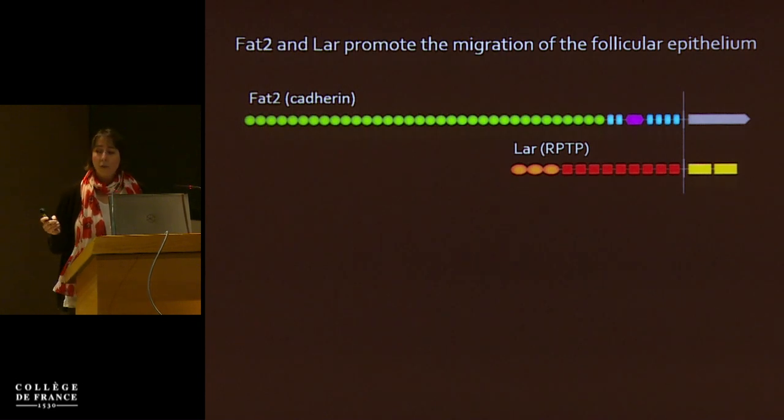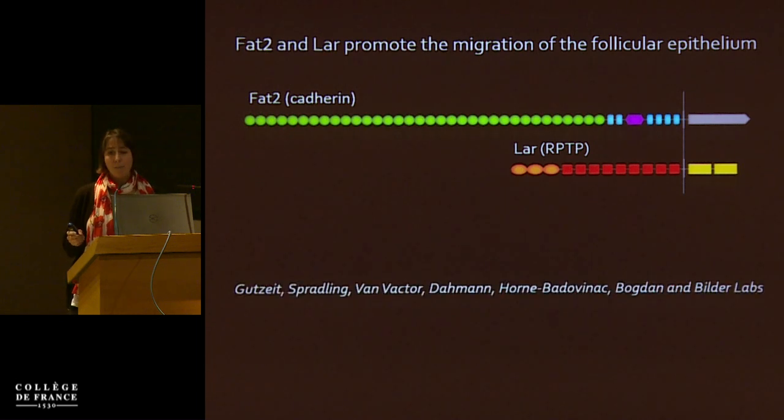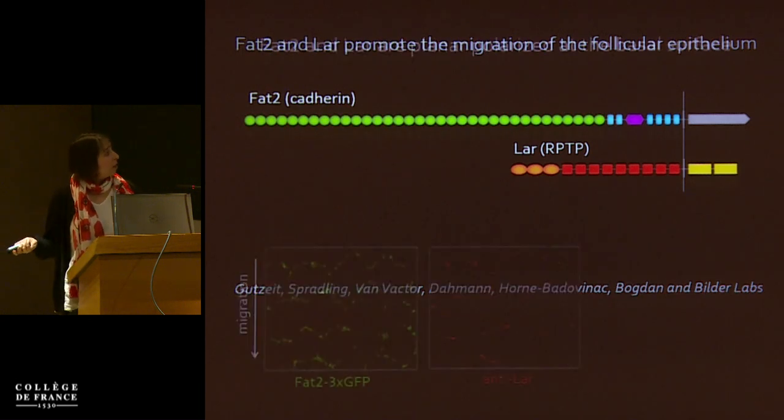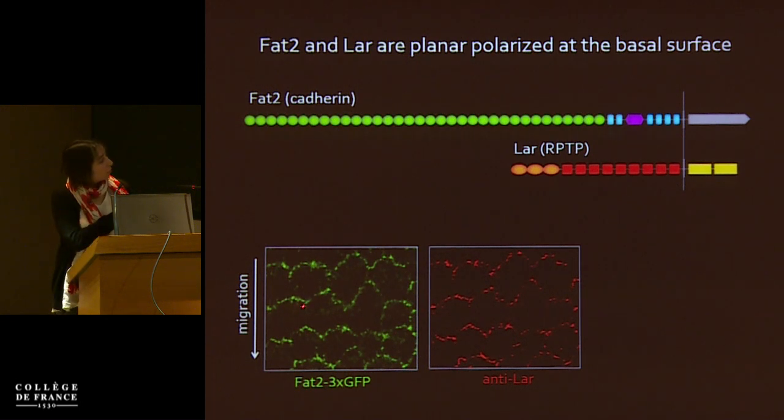Now, the stars of this story are a very large cadherin called FAT2 and a receptor tyrosine phosphatase called LAR. And it's been known for a long time that these two proteins were required to produce that proper shape of the egg. And they've been worked on in this system by a lot of labs over the course of a number of years. But what caught our attention about these proteins is that they show a beautiful planar polarized distribution across the basal surface of the tissue, such that they're specifically enriched right at those leading trailing cell-cell interfaces.